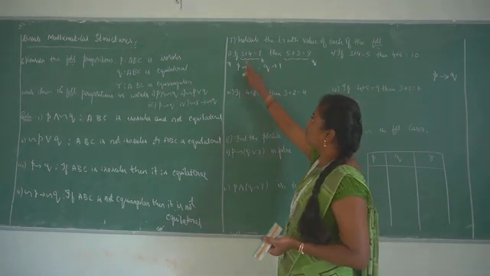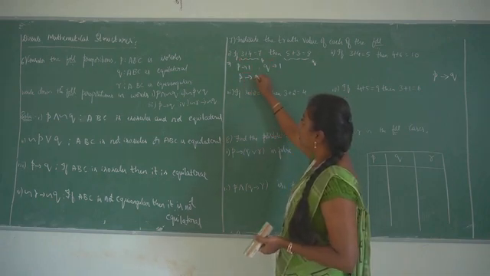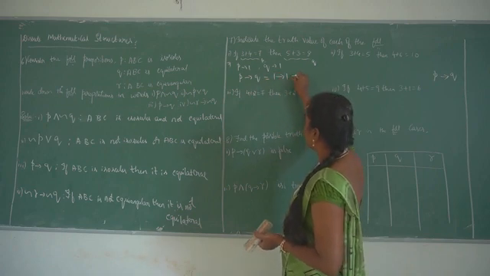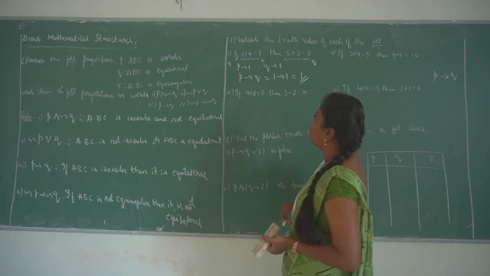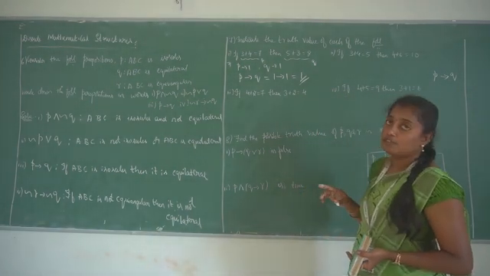Since both are true, we apply if P then Q: 1 then 1, so the resultant value is 1. That means the first statement is true. The truth value of the first one is true.